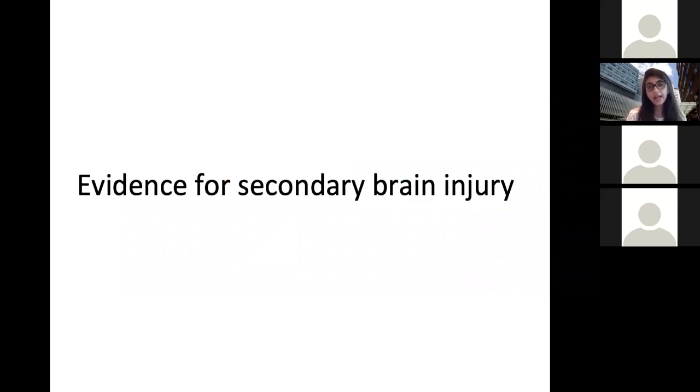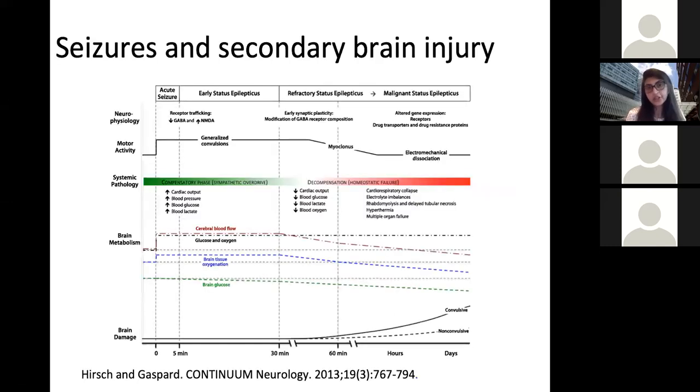Then what evidence do we have for secondary brain injury? And again, there have been small cohort studies in different disease subgroups that have tried to answer this question. To begin with, I just wanted to summarize what we do know or what is well established for generalized convulsive seizures. And we know that for these patients in the acute phase, there is both a systemic compensation as well as brain autoregulation. And the systemic compensation results in sympathetic overdrive, where cardiac output, blood pressure, blood glucose, blood lactate all increase in response to seizures.